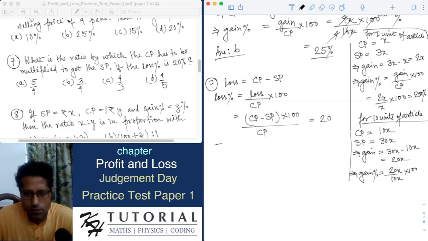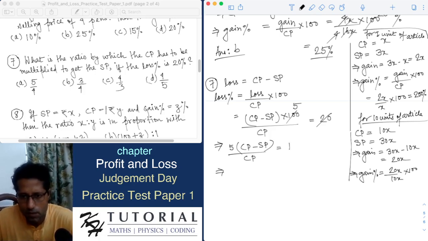Okay, so this implies that if we do cross, we can cancel 100 by 20. Divide both sides by 20, and we get 5. So we get 5 into (Cp minus Sp) divided by Cp equals 1. If you do cross product, we get 5 into (Cp minus Sp) equals Cp.